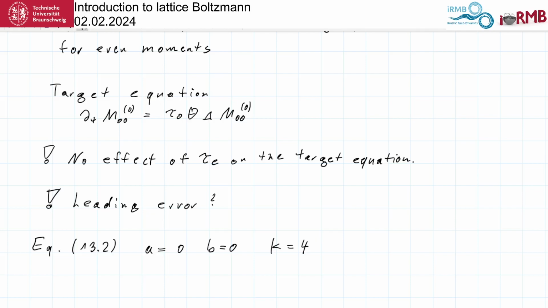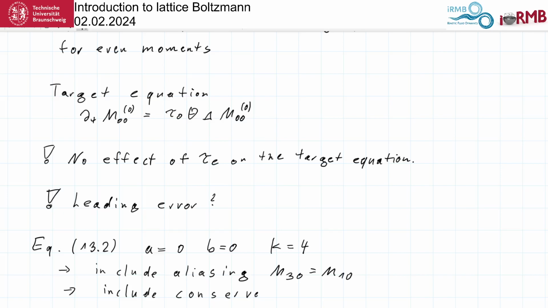And by doing this, we have to include a few assumptions, otherwise it would not work. I mean, not too heavy assumptions, just we have to build in the aliasing that M30 is equal to M10, otherwise it won't work. And we'll also include already, but this is not really an assumption, conservation on all orders, that this here is equal to 0.